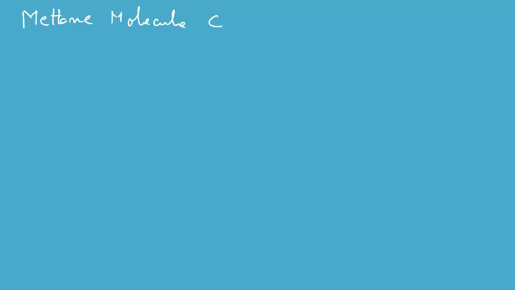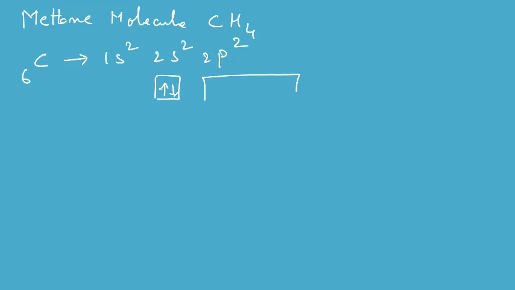Methane molecule, formula CH4. Here the central atom is carbon. Carbon has atomic number 6, so the configuration is 1s2, 2s2, 2p2. So the electron picture for carbon shows one unpaired electron here and one unpaired electron here. So there are 4 electrons in the valence shell.